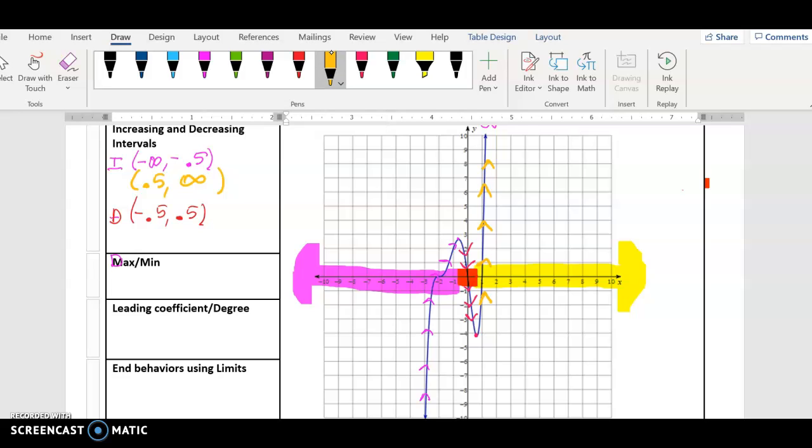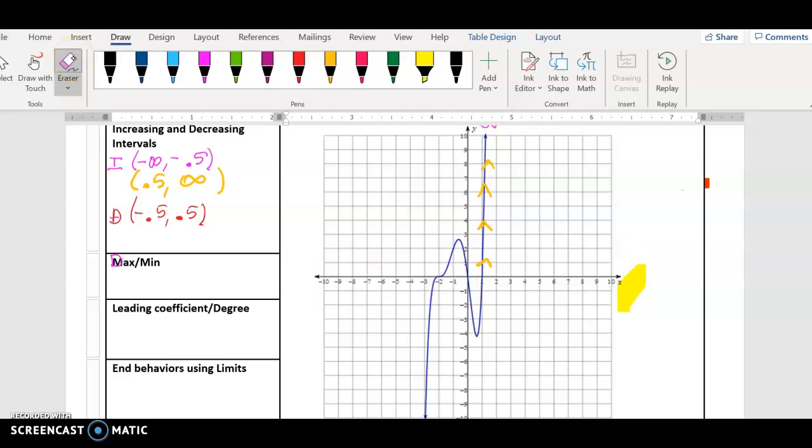So increasing +0.5 to +infinity. Okay, so that increasing, decreasing is always inside parentheses, and we never use brackets when we're doing increasing, decreasing, constant. We only use parentheses.